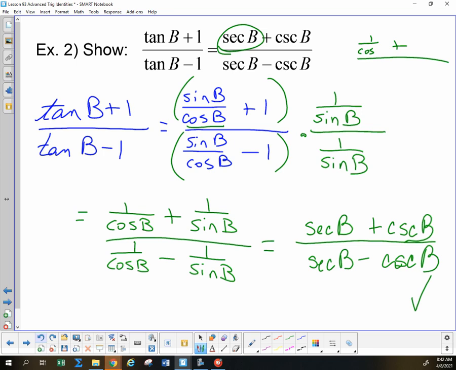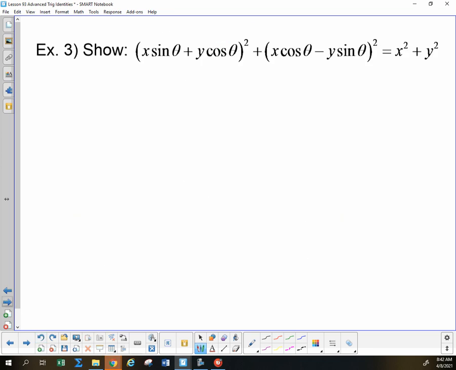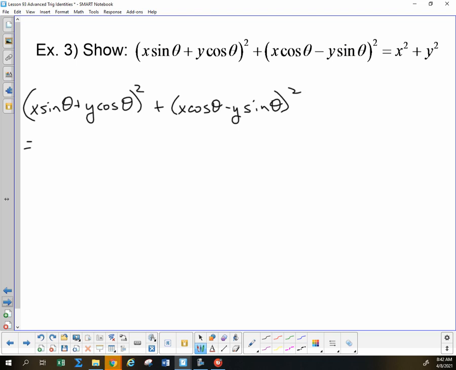Okay, let's do something really nice. All right, copy down first side. x sine theta plus y cosine theta, squared, plus x cosine theta minus y sine theta, squared, equals. Okay, what do you want to try? Sydney, what do you think we ought to try?